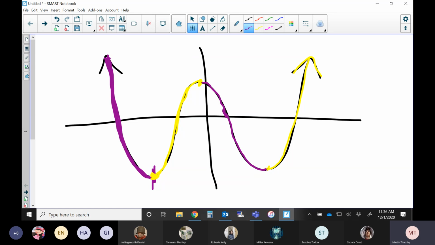Everything in purple is the spot where it's decreasing. Everything in yellow is the spot where it's increasing. And I'm telling you about the y. From here to here, what are my y's doing? Well, this is a negative y. This is a positive y. From the yellow, all the y's are now going up from here to here. That's an increase, yes?